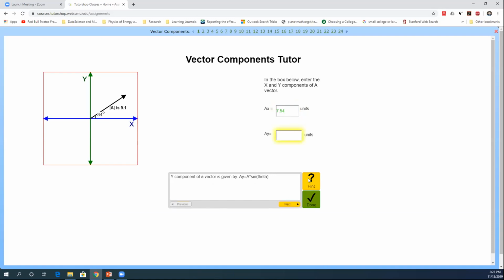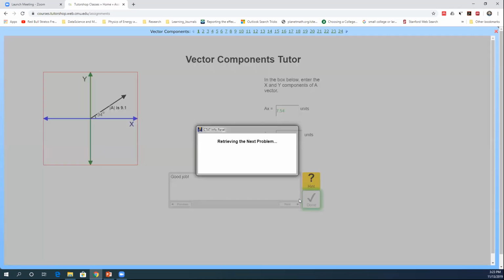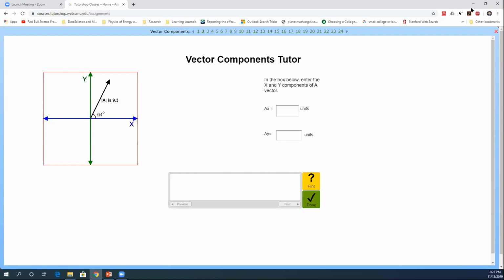Then I go to the AY and it's the same thing. Now, just for the sake of keeping this demo going, let me enter the correct value here. Now I press the done button. That will take me to the next problem and this goes on. So this is our tutor for the X and Y components of the vector.